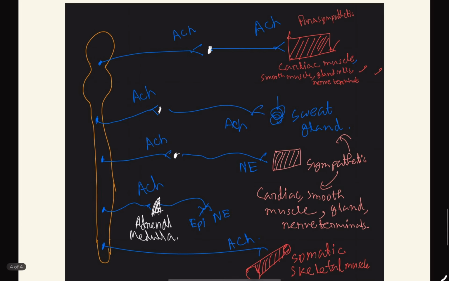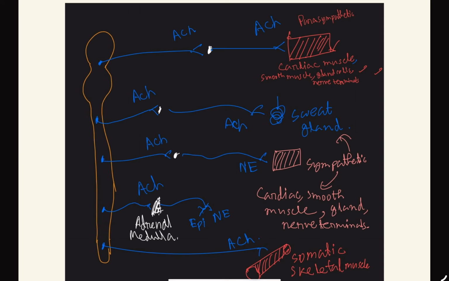In this diagram, you can appreciate the paravertebral chain from where the nerve fibers begin. There are ganglia. Before the ganglia, we have preganglionic nerve fibers, and after the ganglia, we have postganglionic nerve fibers. You can see that every preganglionic nerve fiber releases acetylcholine, so they are cholinergic nerve fibers. In the autonomic nervous system, every preganglionic nerve fiber is a cholinergic nerve fiber.